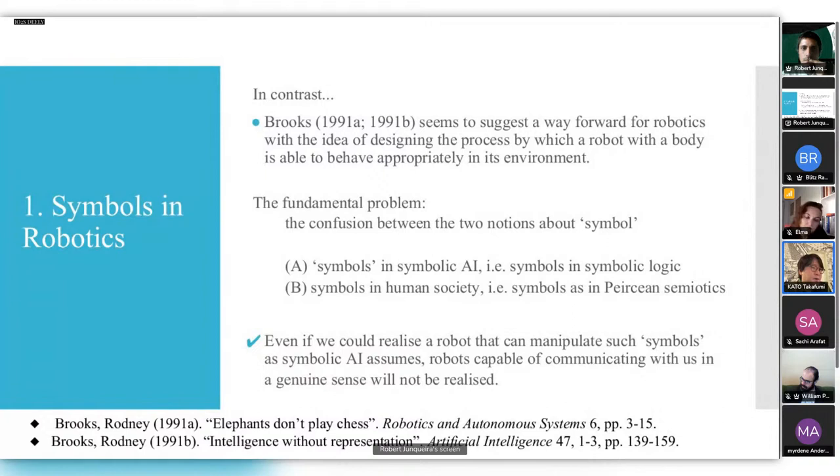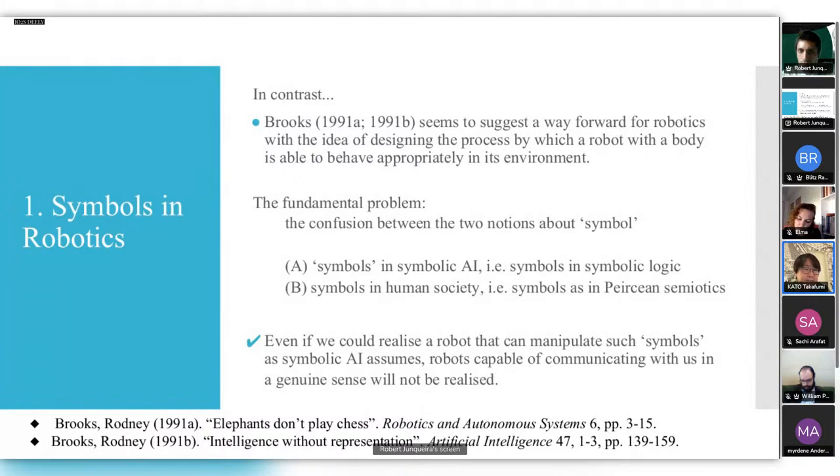In contrast, Brooks argues that animals do not have such logical symbol systems and focuses on embodiment. The subsumption architecture, which in his view does not require a symbolic system, allows robots to act adaptively in their physical environment. Brooks' approach seems to suggest a way forward for robotics with the idea of designing the process by which a robot with a body is able to behave appropriately in its environment. In symbol emergence in robotics, the concept of symbols has been considered in line with these ideas.